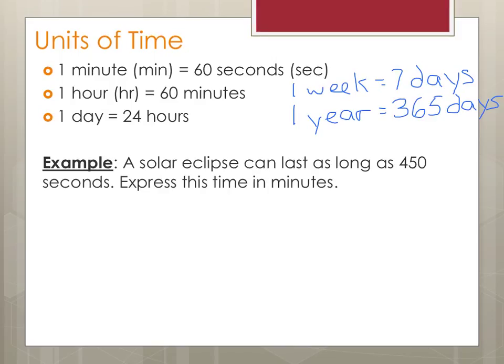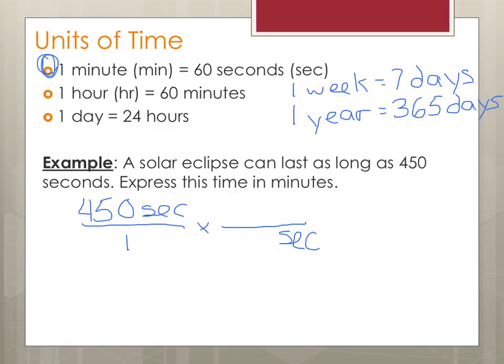So we'll start with our given 450 seconds over 1 times a conversion factor that will cancel with seconds on the bottom. Okay, we're going to use this one right here. 1 minute is 60 seconds. So we have the 60 seconds on the bottom and the 1 minute on the top. Seconds and seconds will cancel. We're left with minutes, which is our desired unit.